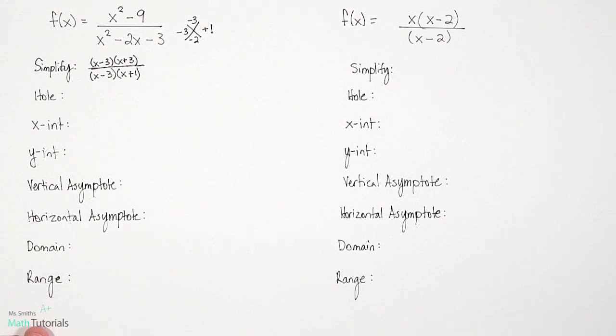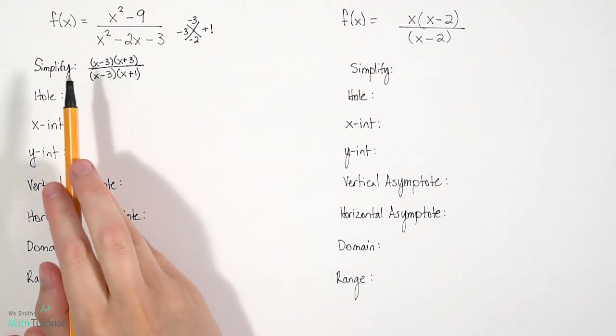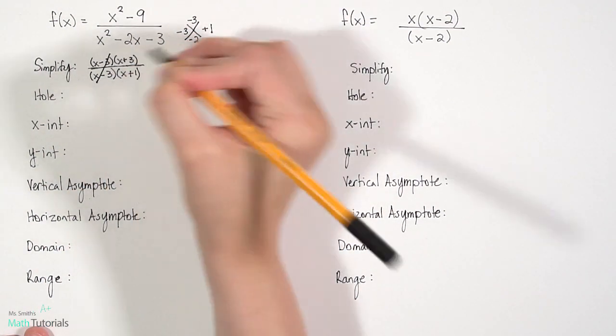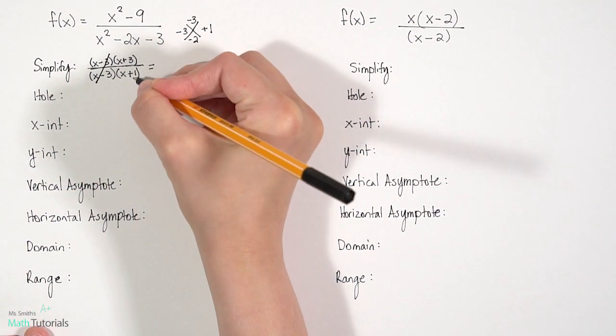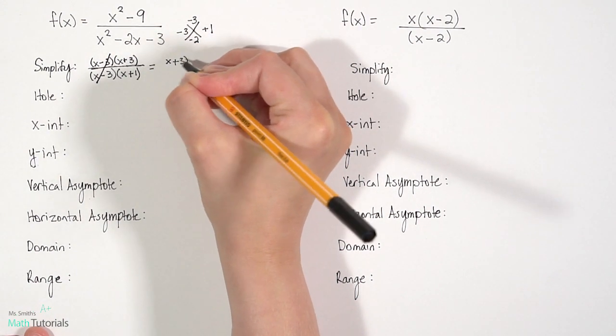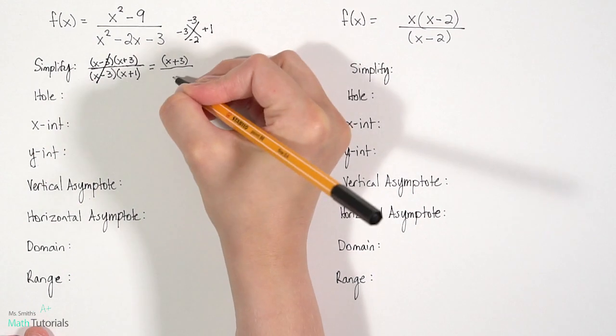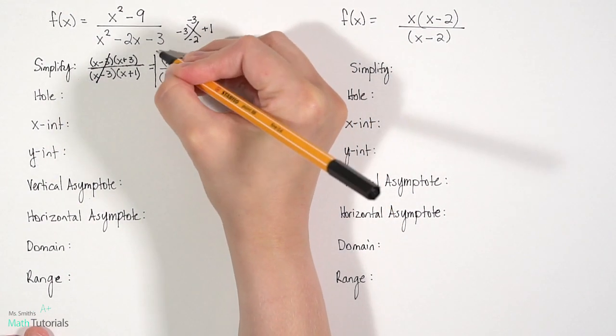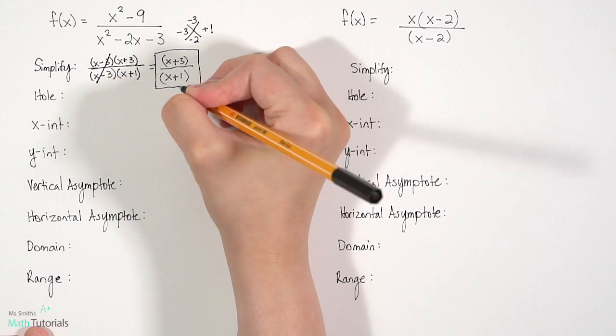So before I move forward, I would want to ask myself, is there anything that I can cancel that occurs in both the numerator and the denominator? Hopefully you're seeing these x minus 3s. I can go ahead and cross them out and rewrite what I have left. So x plus 3 over x plus 1. This is our most simplified version.